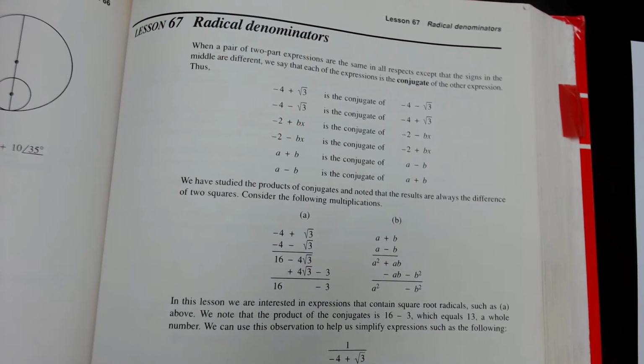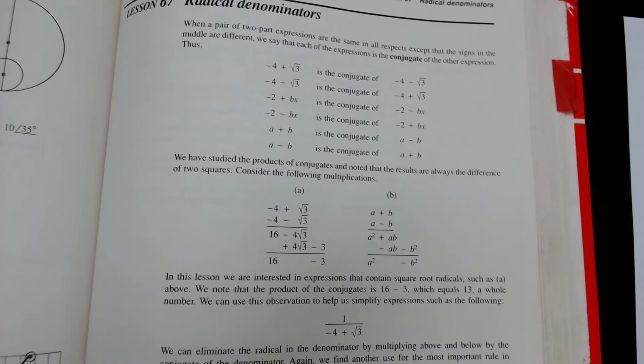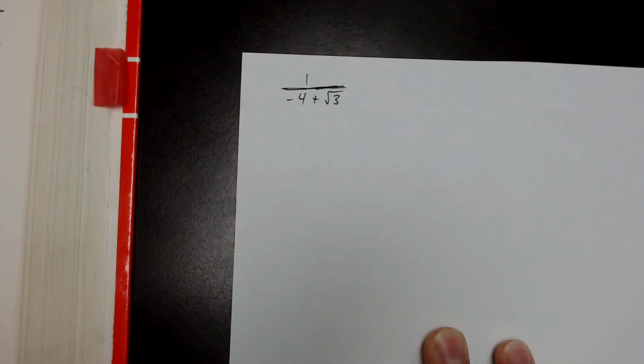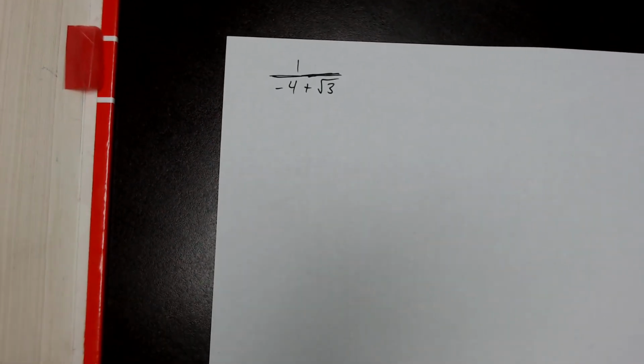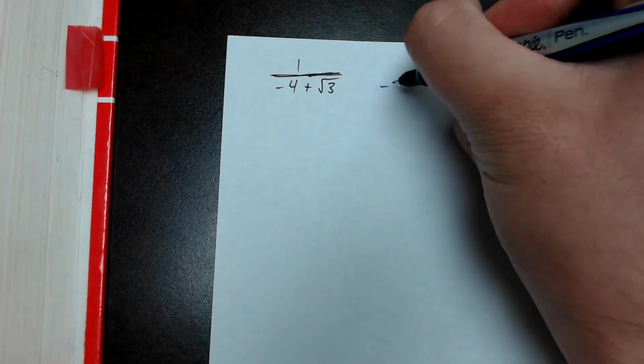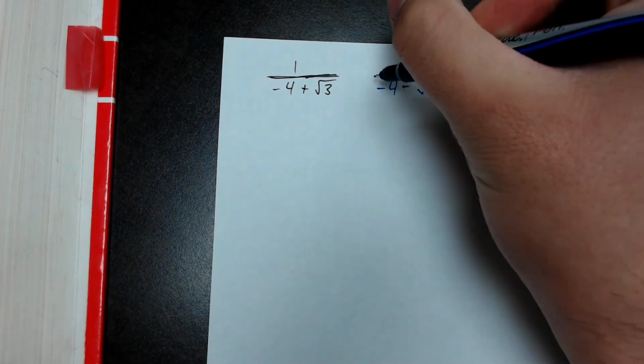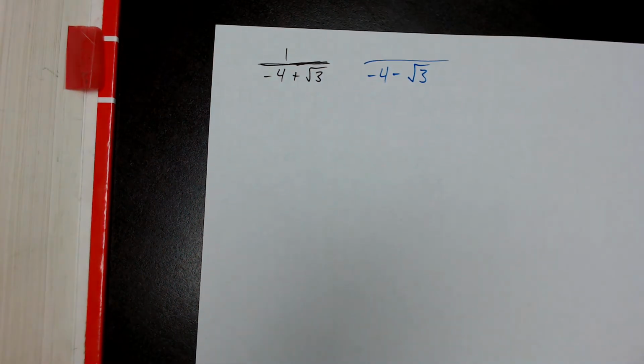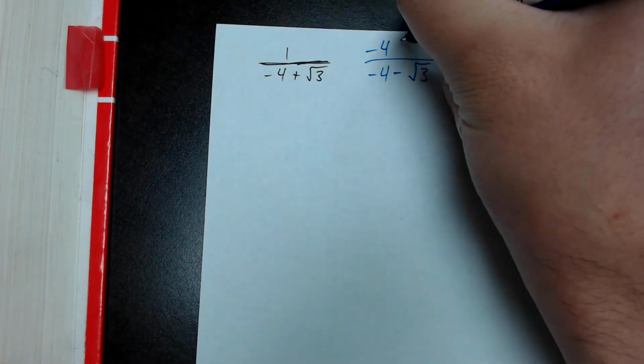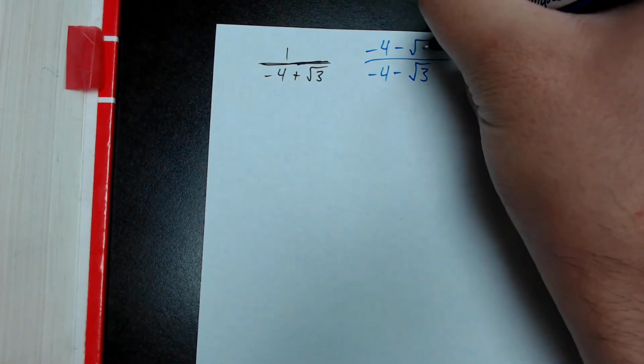In order to rationalize radical denominators that are in polynomial form, all we have to do is multiply by the conjugate. So we'll take our first example. We have 1 over -4 plus the square root of 3. First we need to identify our conjugate, which is just going to be -4 minus square root of 3. And then we're going to multiply both the numerator and the denominator by this.